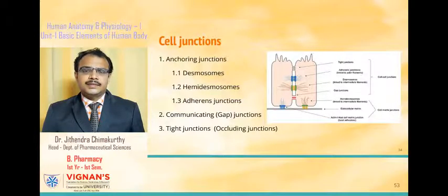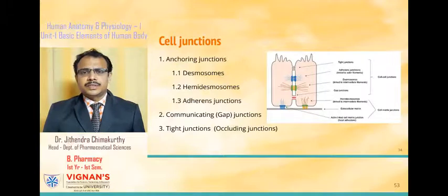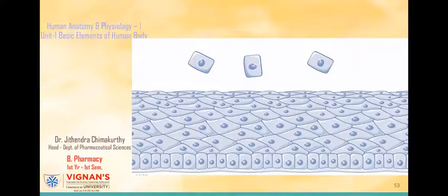Now, let's see about cell junctions. Cell junctions are the various components through which cells are linked with each other or with the extracellular matrix. Cells don't like to live in isolation. Instead, the cells come close together, they interact with each other, and they create tissue.